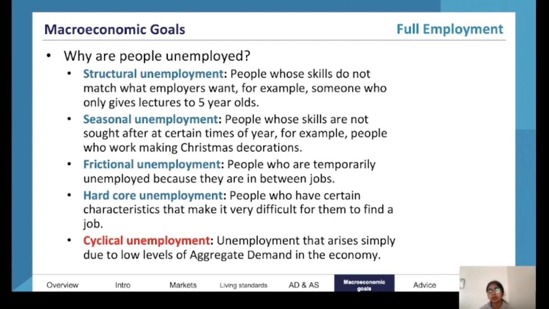Lastly, it's cyclical unemployment. The reason why it's in red is all of these blue ones are unrelated to the business cycle. So they're stuff that happens regardless of how demand is in the economy or how supply is. But cyclical unemployment is unemployment that comes about only because of low levels of demand in the economy. So this is something we really want to avoid, just because it shows that the economy is not doing as strongly as it could be doing.